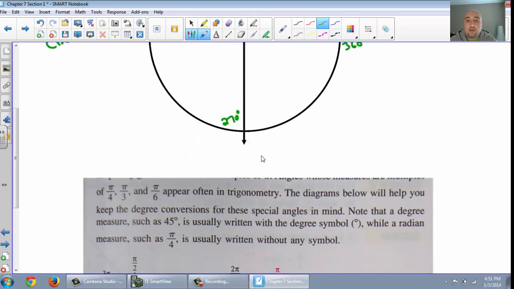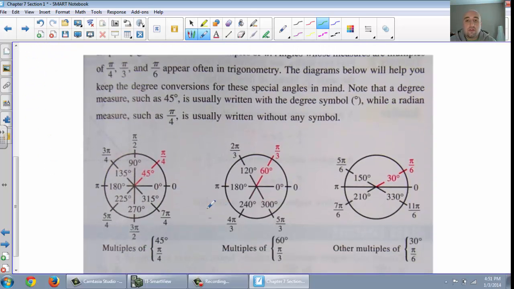Now, every degree has a number attached to it that is a radian measure. So if we look at this chart here, 0 degrees is 0 radians. 45 degrees is pi over 4, 90 is pi over 2, 135 is 3 pi over 4, 180 is 1 pi, 225, and so on.